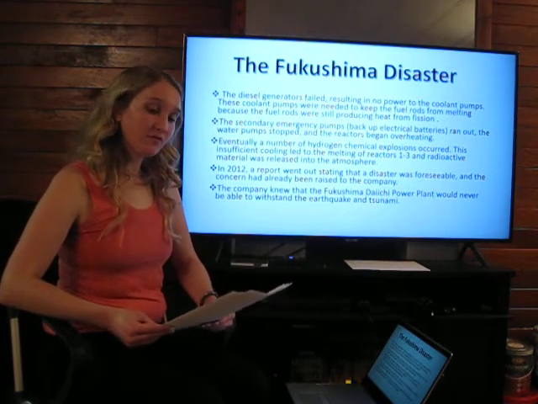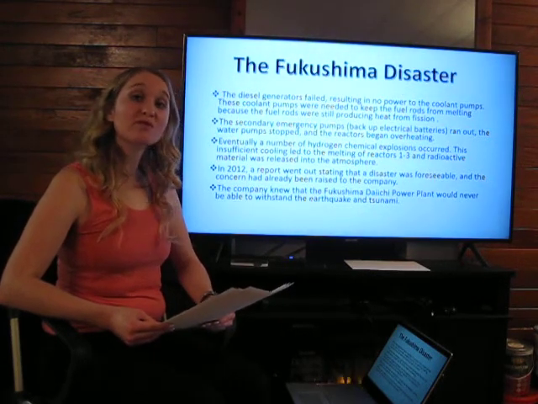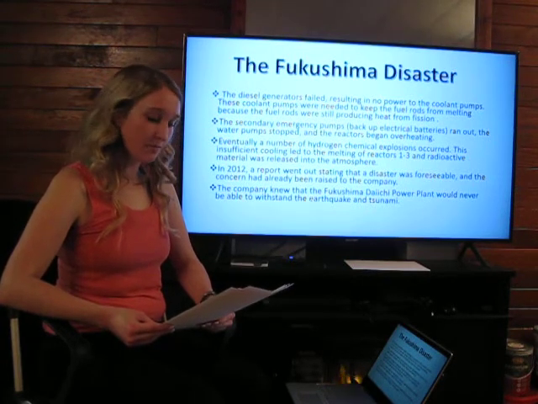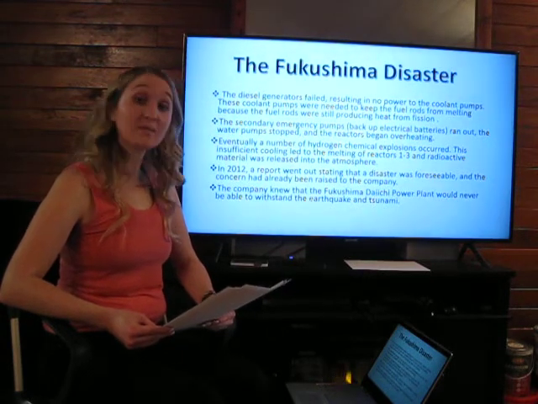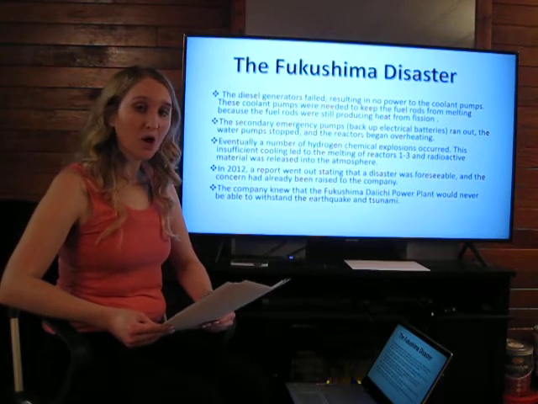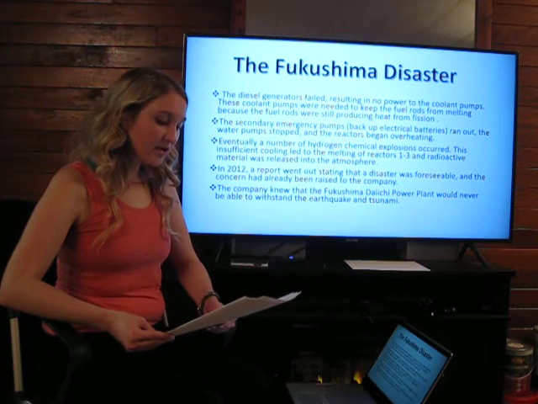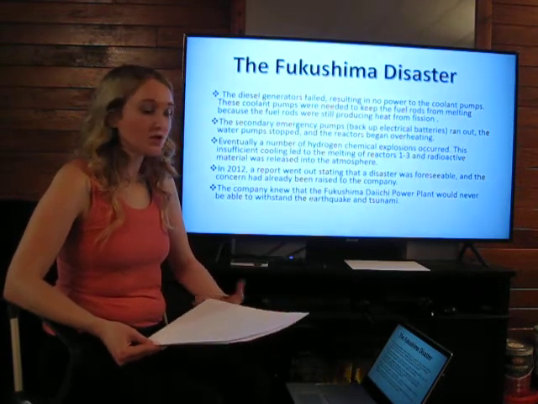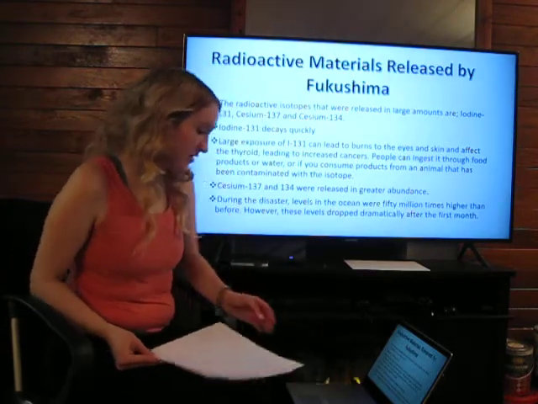In 2012, a report went out stating that a disaster was foreseeable, and the concern had already been raised to the company. The report also explained that the company knew that the Fukushima Daiichi plant would never be able to withstand the earthquake and tsunami, but they kept running even though they knew that. Later, it was admitted that the company did not take stronger measures to prevent the disaster from occurring. So that's very, very bad.